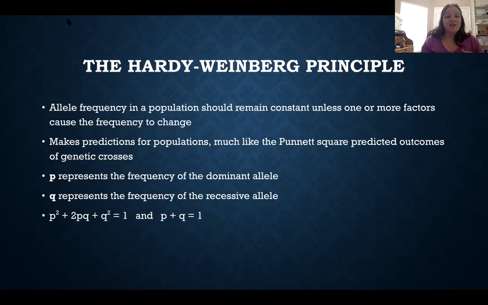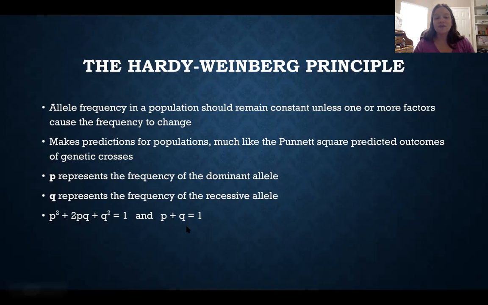One way that we test for this is the Hardy-Weinberg principle. This is a prediction of the allele frequency and whether or not a population is evolving. Kind of like we use Punnett squares to predict outcomes for genetic crosses, we can use Hardy-Weinberg to predict whether or not the allele frequency is changing. We use this for dominant and recessive alleles. P represents the frequency of the dominant allele. Q represents the frequency of the recessive allele.